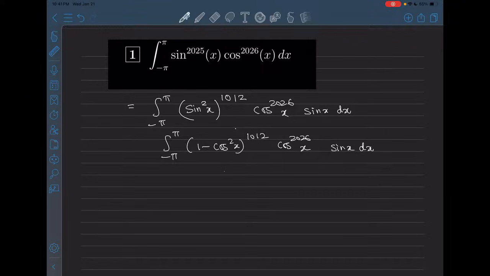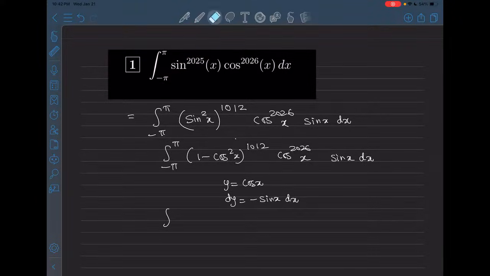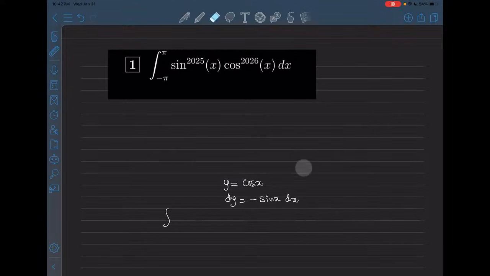Now if I substitute y as cos x, what will happen? I will have dy as minus sine x dx. Now this will go from -1 to 1, which definitely seems to be a problem. Oh wait, I don't even need to do this integral. This integral is actually very easy. You know why? This integral is actually so easy.